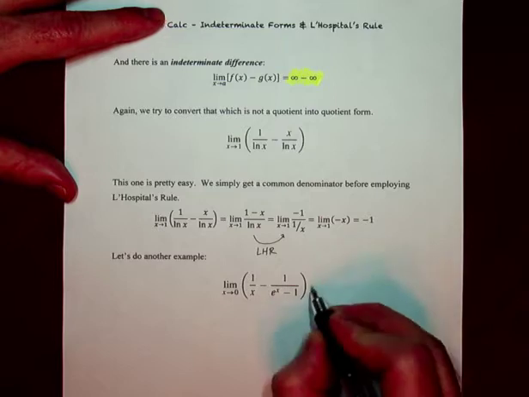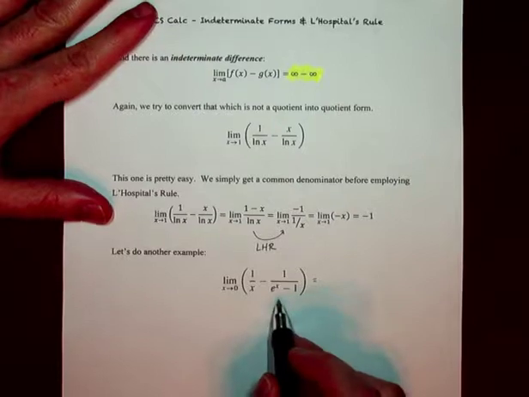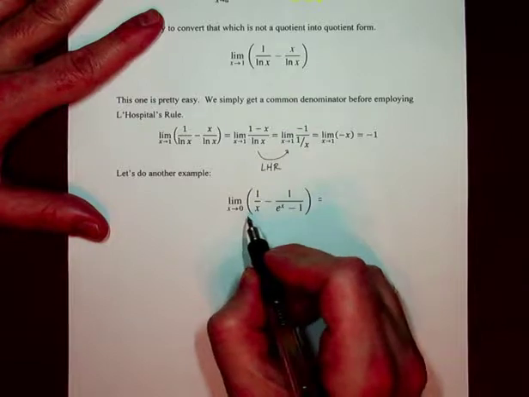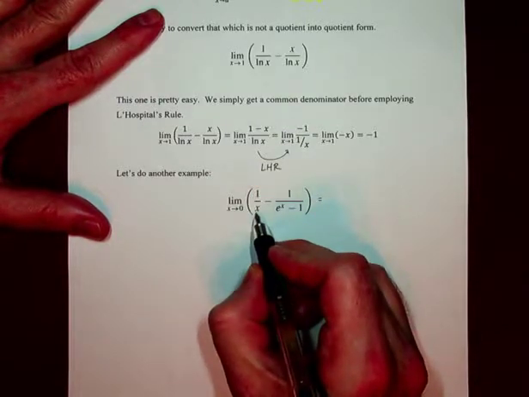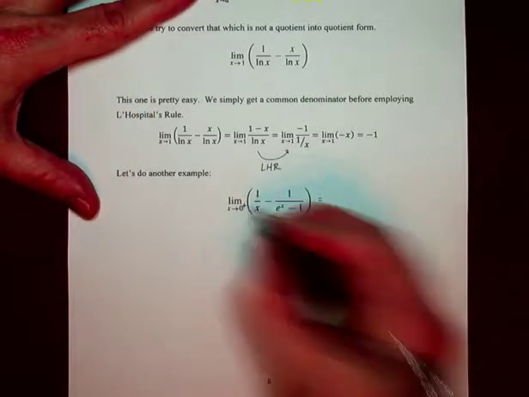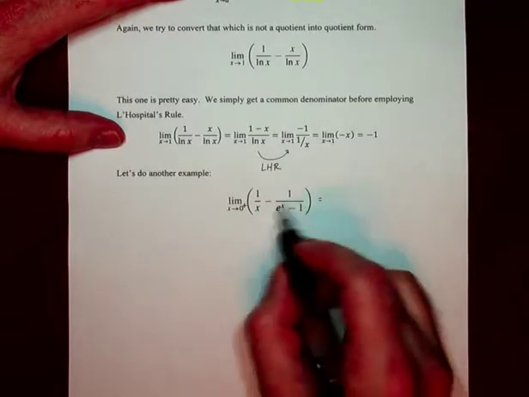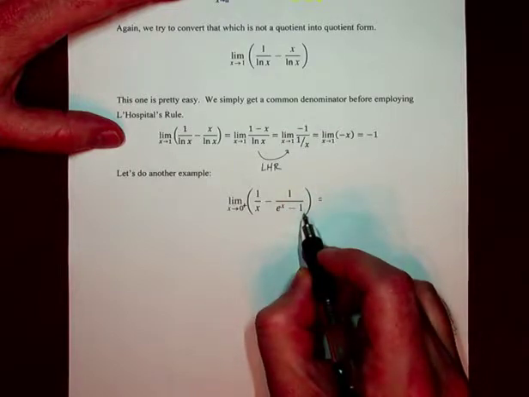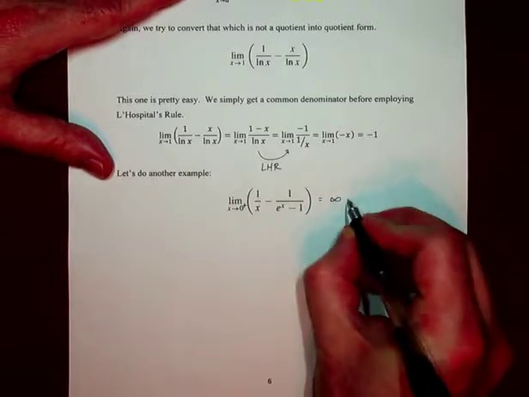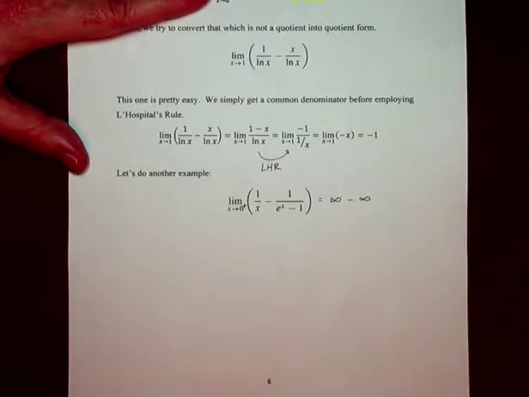Now this one right here is going to be a little bit more difficult because we're going to have to get a common denominator in order to turn this into a ratio. But let's make sure that it's indeterminate first. 1 over x, and that's going to of course be infinity, and we'll assume that it's coming from the right. Now the limit of 1 over e to the x minus 1, that's going to approach 1 over 1 minus 1. So that's also going to be infinity. So it's going to be infinity minus infinity, and so we have to basically turn it into a single ratio and use L'Hopital's rule.